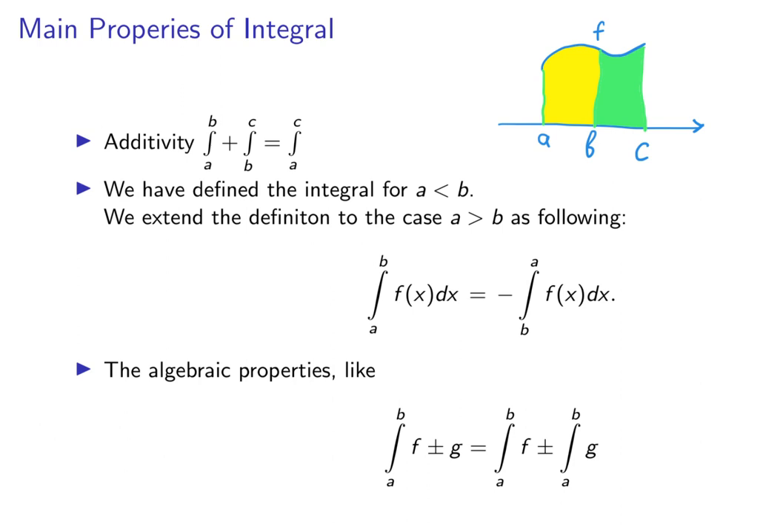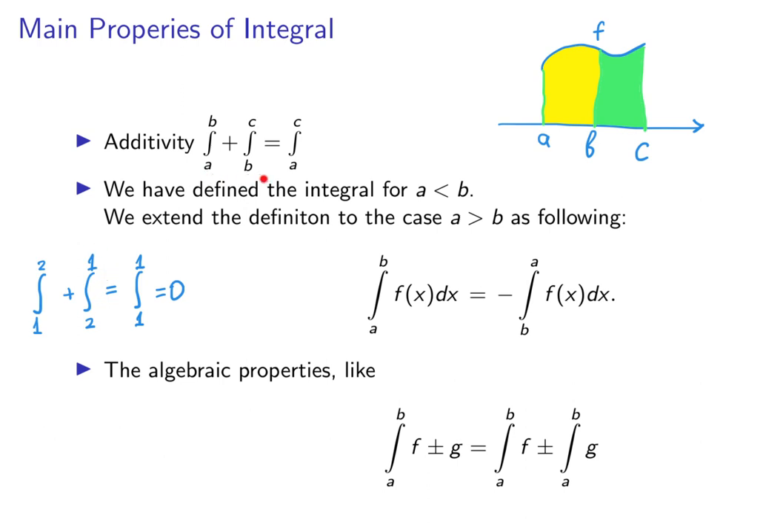For the next property, first let's recall that when we introduce the definite integral, we always assume that the lower limit of integration is smaller than the upper limit of integration, so a smaller than b. This limitation can be inconvenient sometimes when a and b are not just constants, but some expressions that involve a parameter. So let's extend our integral to the case when the upper number is actually smaller than the lower number, like the integral from 2 to 1.